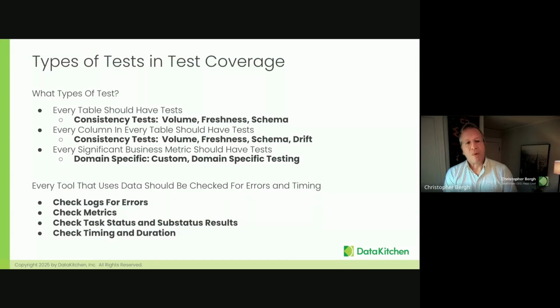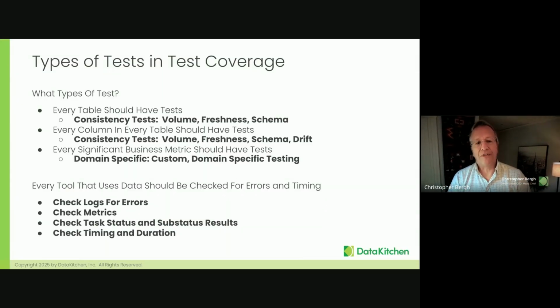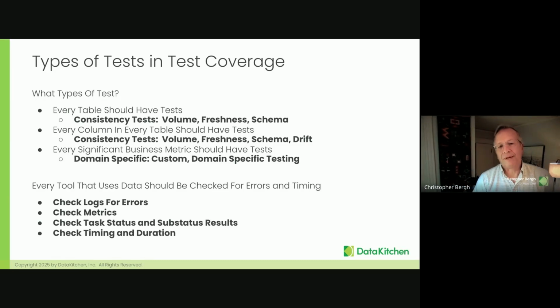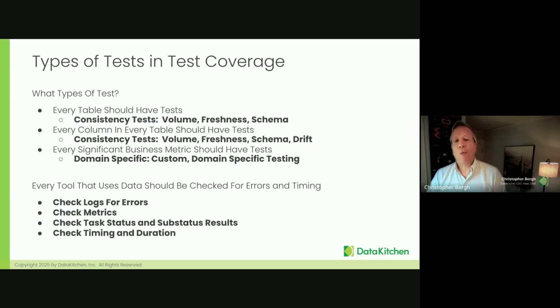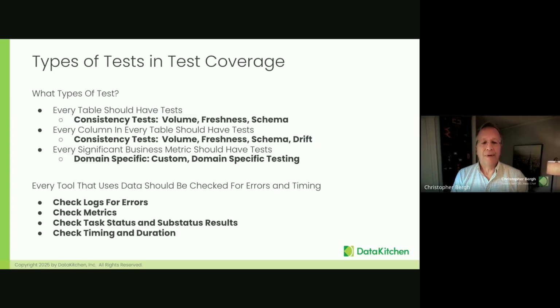So what types of tests? Every table should have what are called consistency checks. I'm looking to see if something changed, if it's inconsistent with the way it was before. That's volume, freshness, schema. For every column in every table, I should ask: did something significantly change in that column? Volume, freshness, drift. And every business metric should have tests. Is it out of whack? Did it drift somehow? And every tool in your system should be checked for errors and timing.